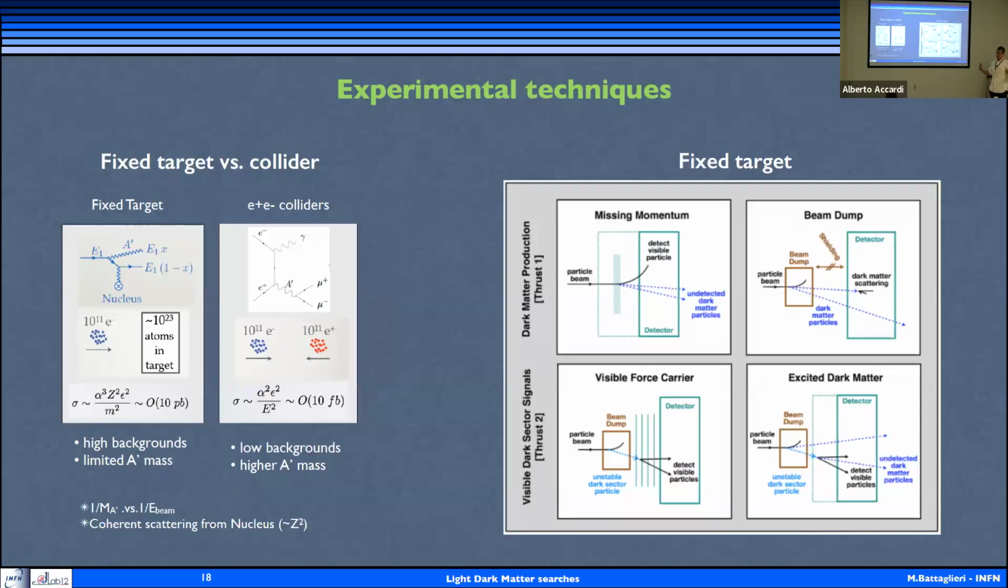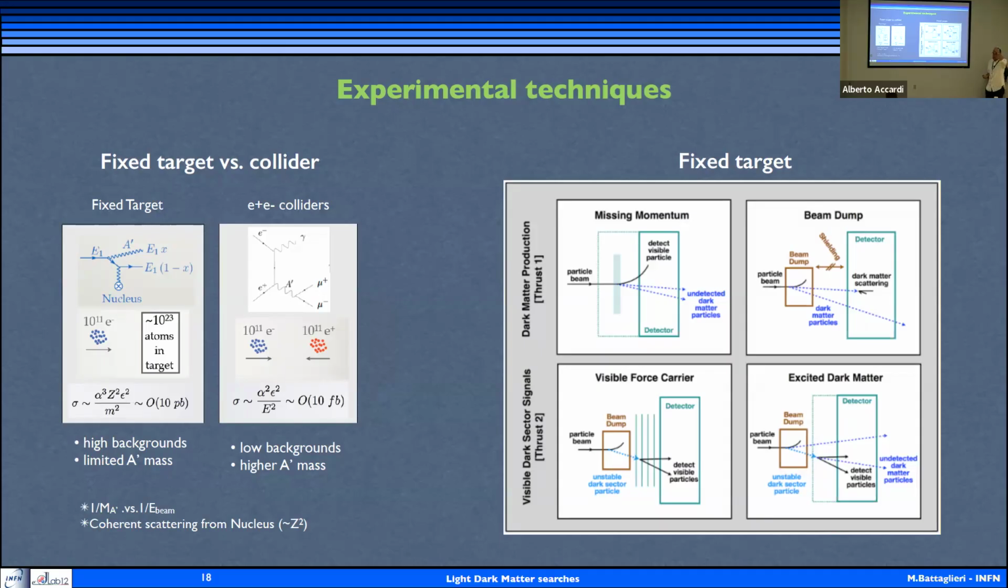There are advantages and disadvantages in the two approaches, and also the energy. In a collider, you have head-to-head interaction where you exploit the entire energy to produce something. In the case of a fixed target, part of the energy is just lost in the boost that you give to the particle you produce. So again, less is available in the center of mass, okay? So this is a general concept that applies also to dark matter searches.